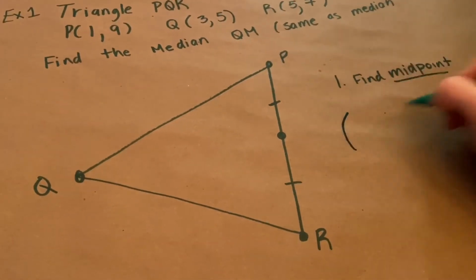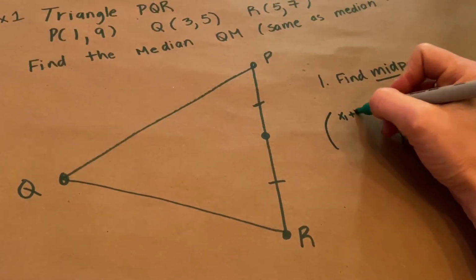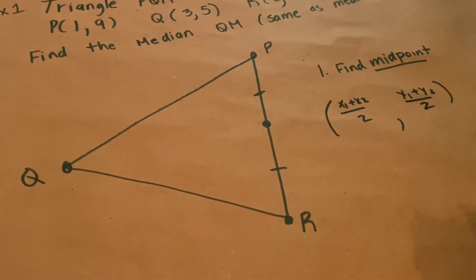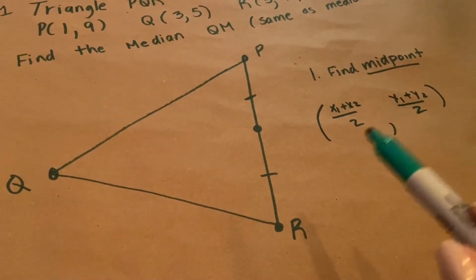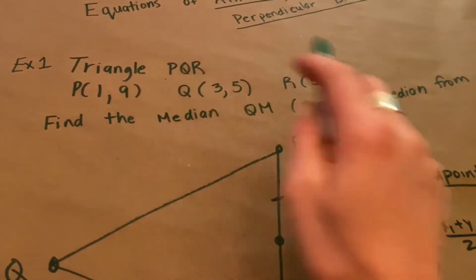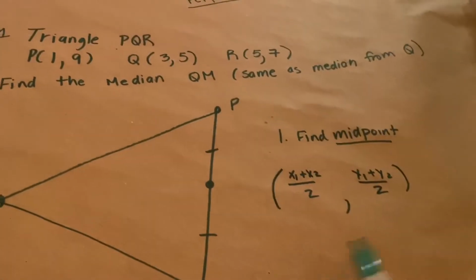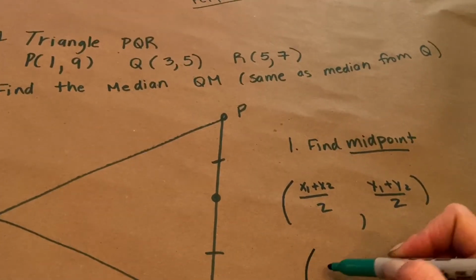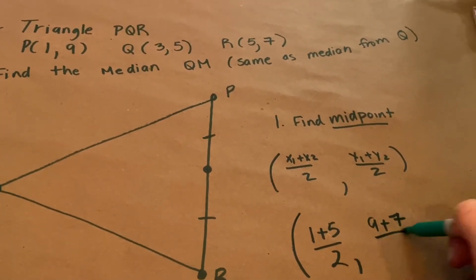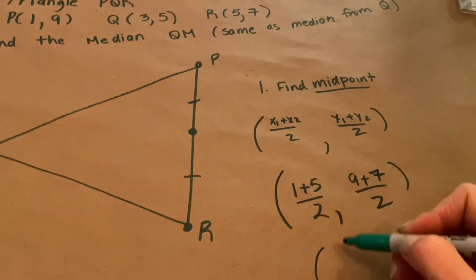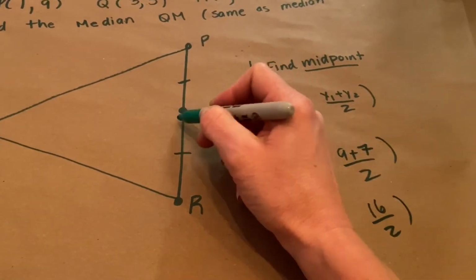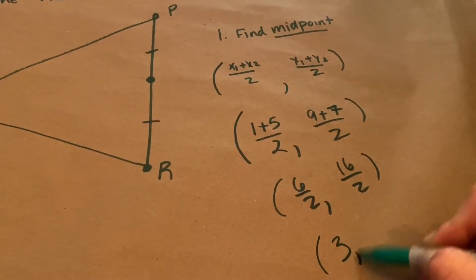So we know the formula. The formula is x1 plus x2 divided by 2, y1 plus y2 divided by 2. And we're going to have to use the x's and y's for P and R. So here's P, here's R. We're going to use those two coordinates and find the midpoint between those two coordinates. So I have 1 plus 5 divided by 2, and I have 9 plus 7 divided by 2, and that means I've got 6 divided by 2, and I've got 16 divided by 2, which means this midpoint right here is the point 3, 8.